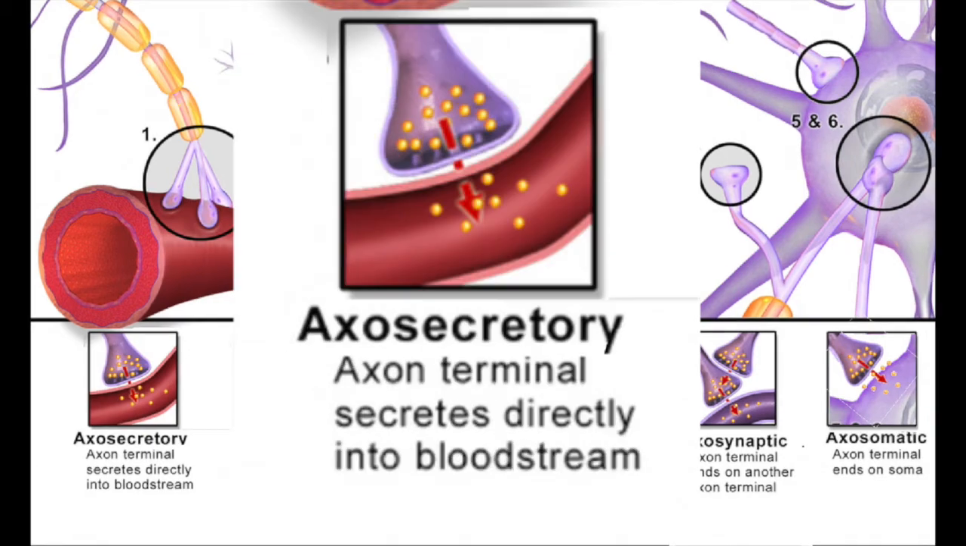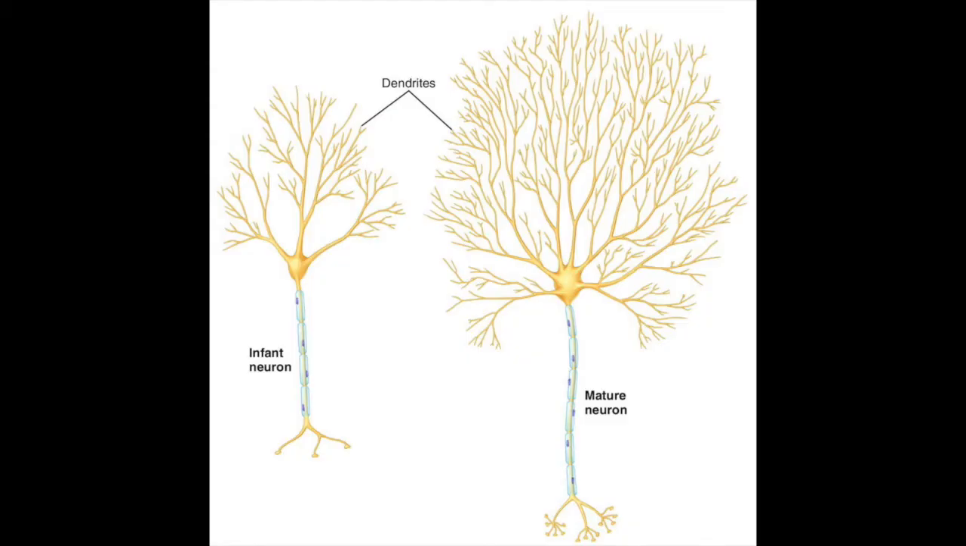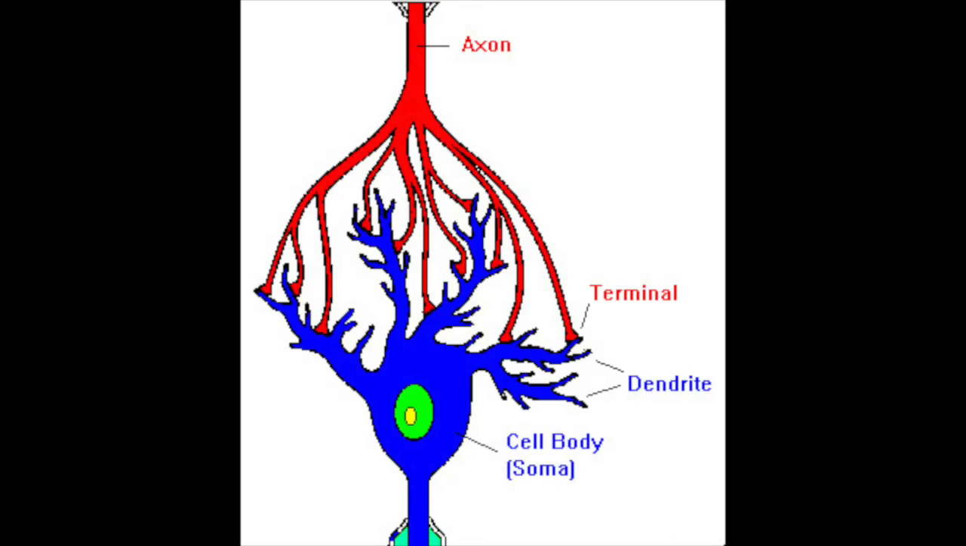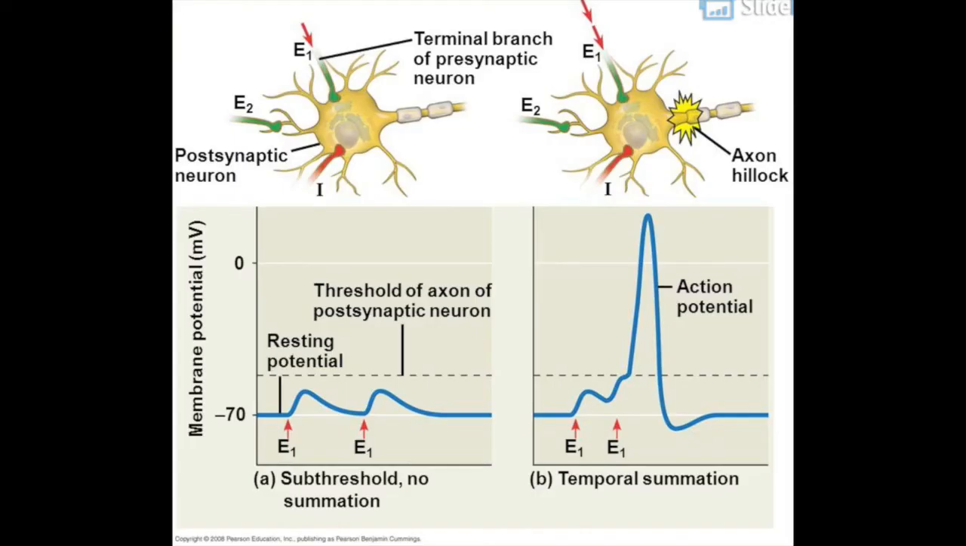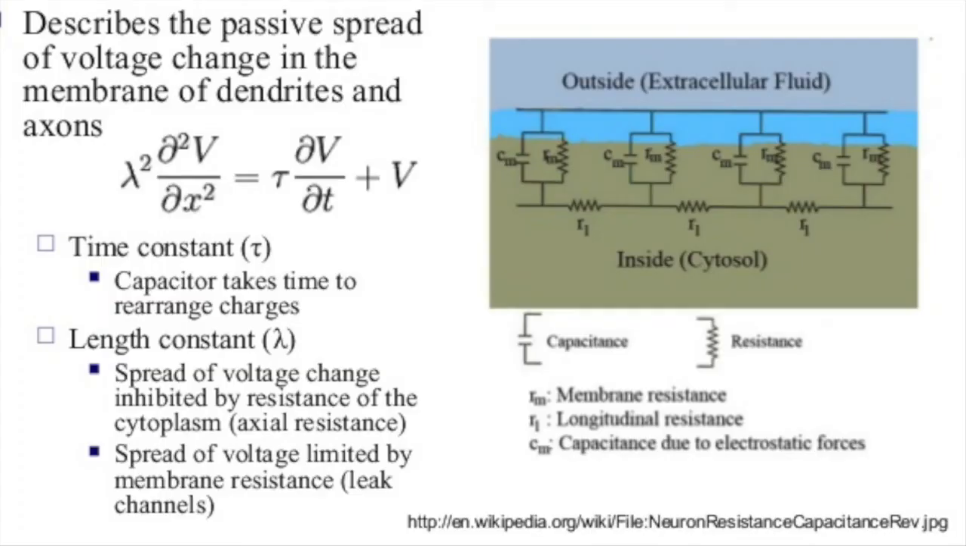Directly into the bloodstream is called axosecretory. And to a muscle, and I forgot the term, in neuromuscular junctions, they synapse directly onto a muscle. Now, dendrites and axon terminals together are interesting. The synaptic potential travels passively along membranes and is described by what's called cable theory. And if you think that sounds mechanical, it is.